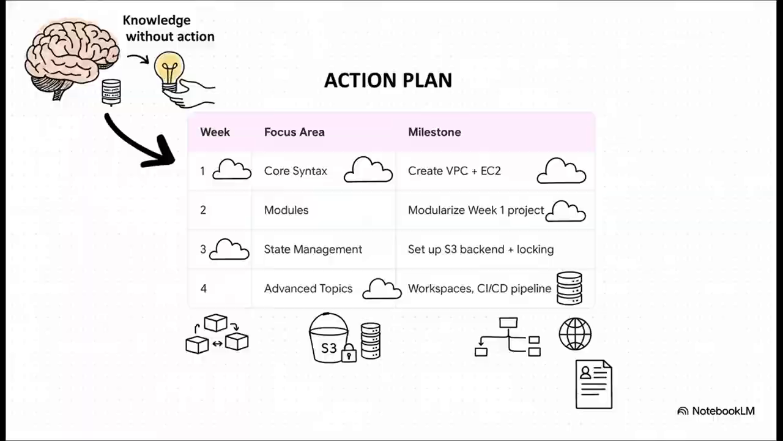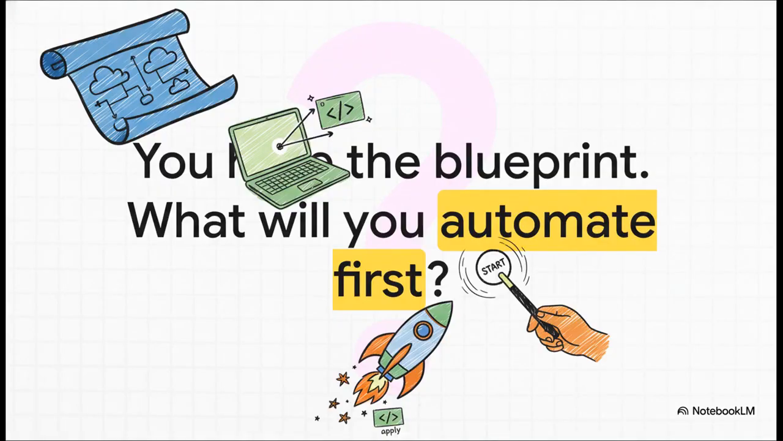We have covered a ton of ground today. You literally have the complete blueprint now to go out and automate any piece of cloud infrastructure you can think of. You've got the code, you've got the concepts, and you have the best practices. The only thing left is for you to start building. So take what you learned, fire up your editor, and start automating. The journey to becoming a Terraform hero always starts with that very first terraform apply.